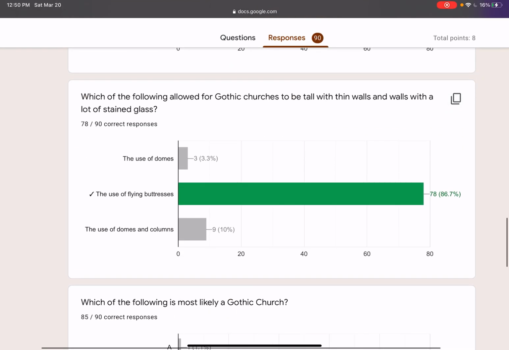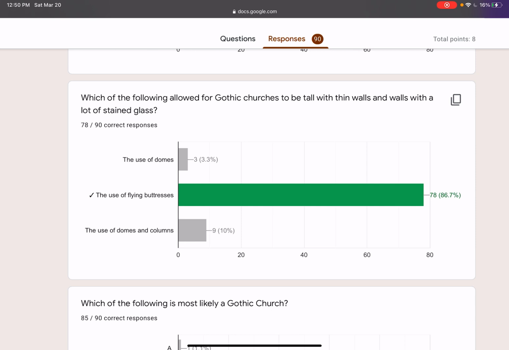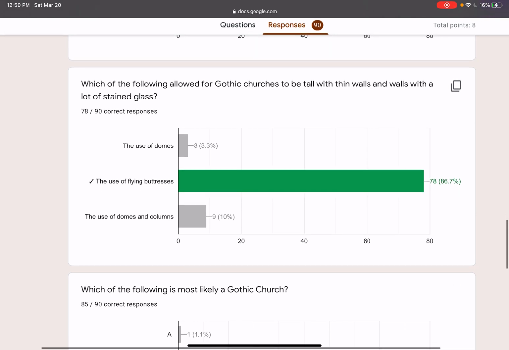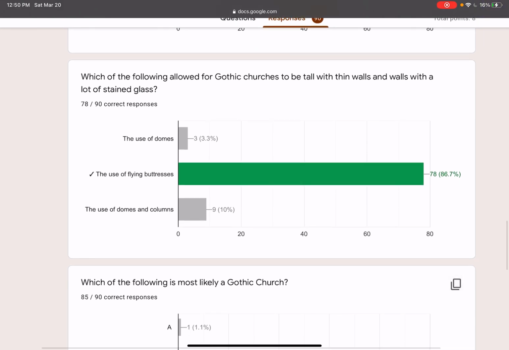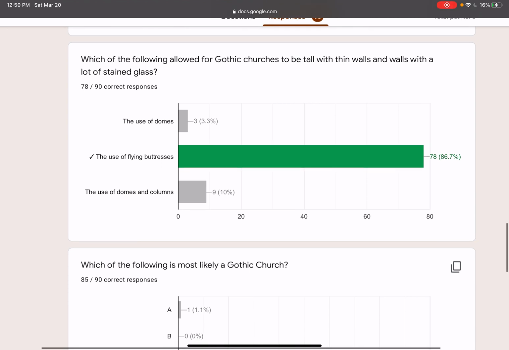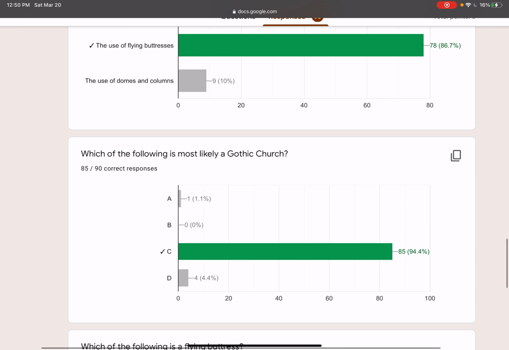Which of the following allows Gothic churches to be tall, with thin walls and a lot of stained glass? That is the use of the flying buttress, and we'll talk about what that is. A buttress is something that helps support, and in this case it's a flying buttress because sometimes it's not exactly against the wall.